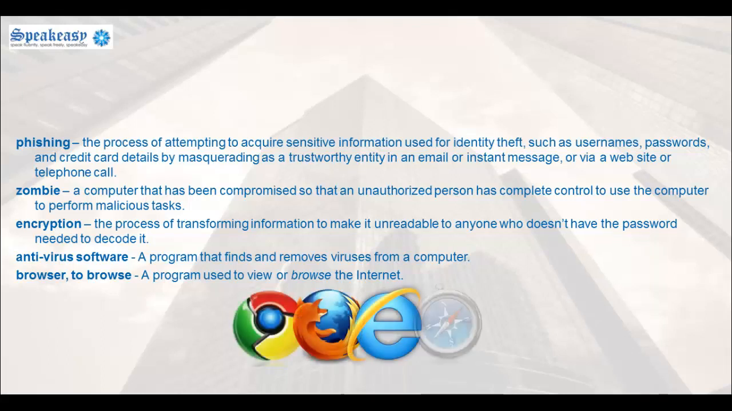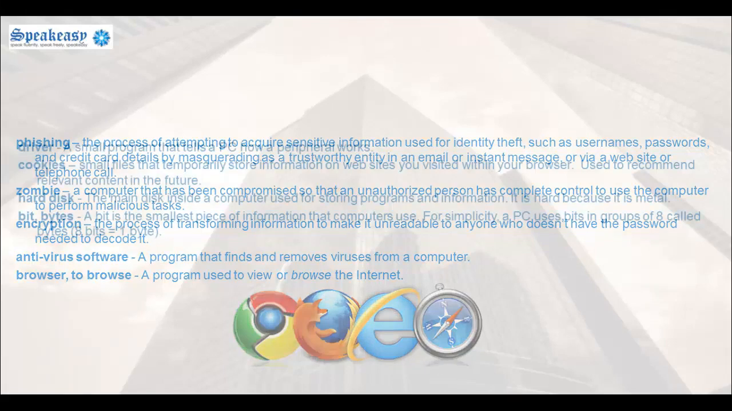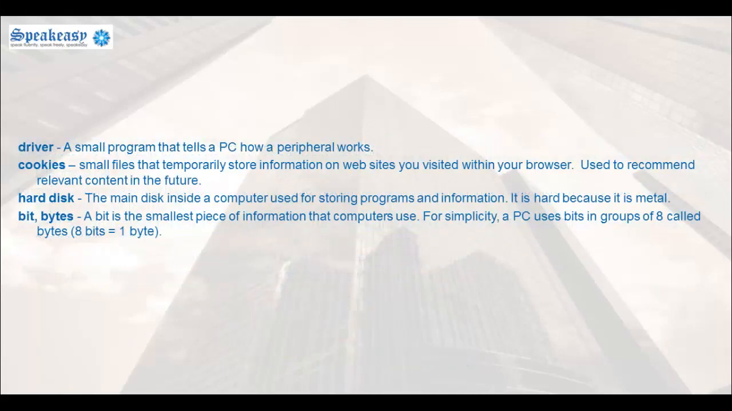Browser, or to browse. A program used to view or browse the internet. Driver. A small program that tells a PC how a peripheral works. Cookies. Small files that temporarily store information on websites you visited within your browser. They're used to recommend relevant content in the future. Hard disk. The main disk inside a computer used for storing programs and information.